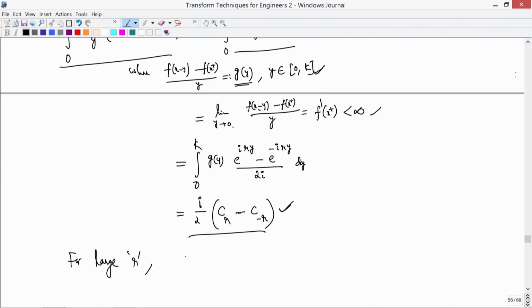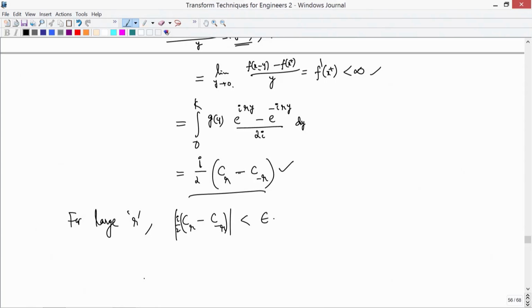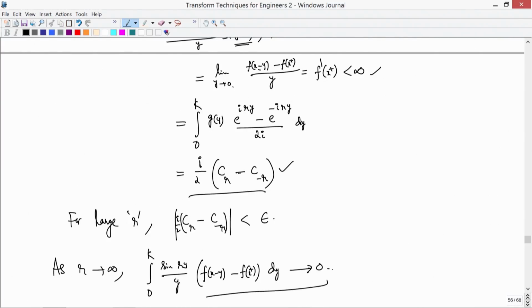Okay. So, this can be made less than epsilon. Okay. So, C_R minus C minus R, by the Riemann-Lebesgue lemma, this can be made less than epsilon by 2 for large R. That means as R goes to infinity, this integral from 0 to k of sin(Ry)/y times [f(x minus y) minus f(x plus)] dy goes to 0. That is the meaning.